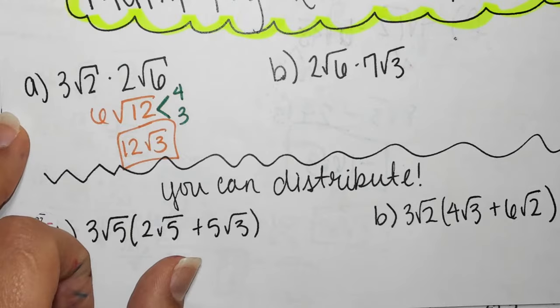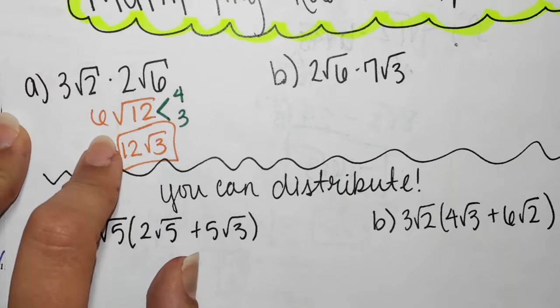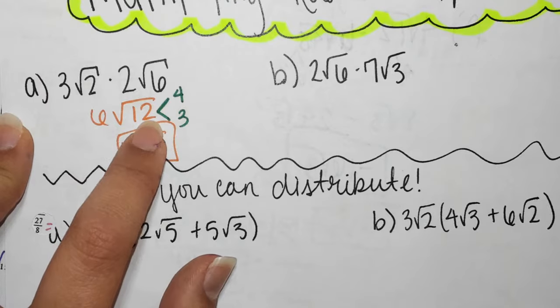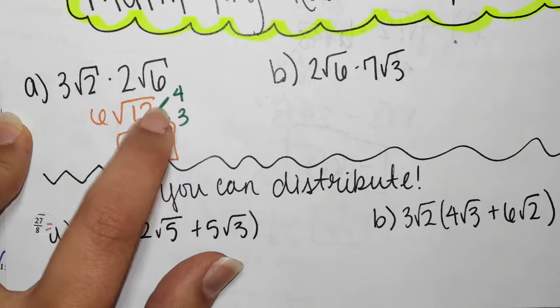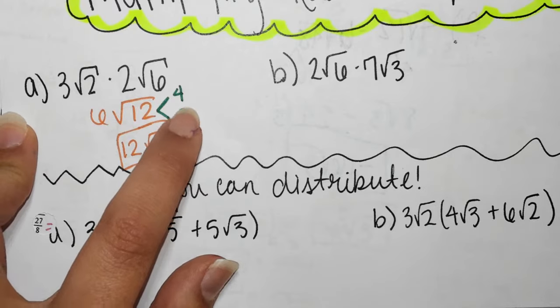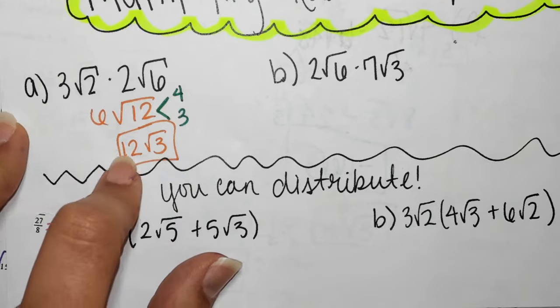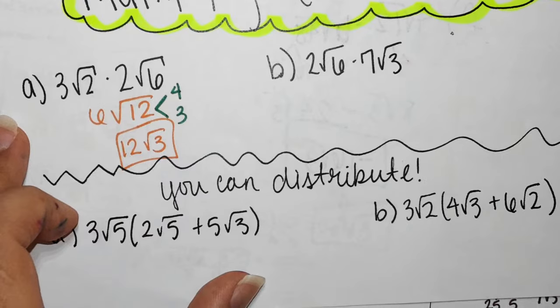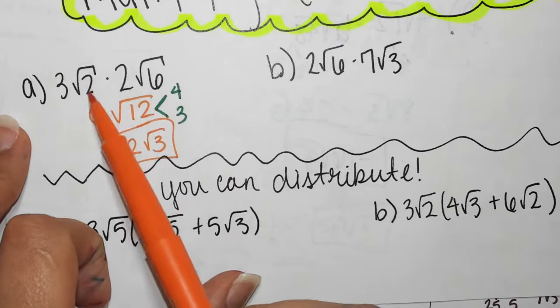Yes, Jess. 3 times 2 is 6. 2 times 6 is 12. The biggest perfect square that goes into 12 is 4. You get 4 and 3. The square root of 4 is 2. 2 times 6 is 12. Yes. Can you repeat that?